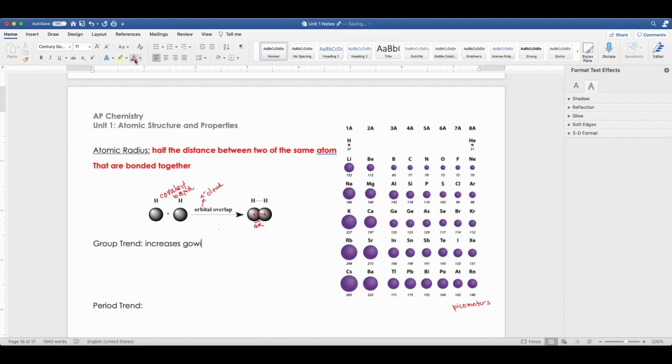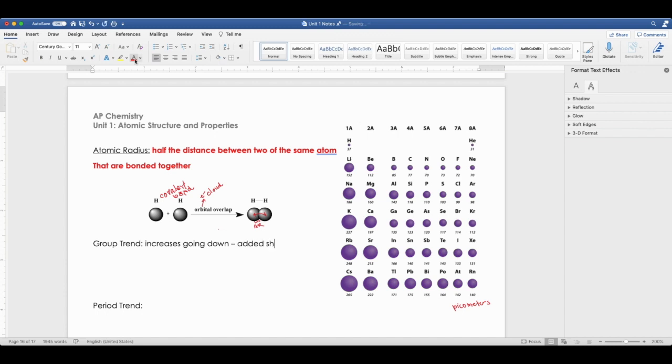Going down. And the reason why is because as I'm going down a group, I'm adding energy shells, right? Hydrogen has one shell around it. Lithium has two shells. Sodium has three shells around it. So once I'm adding those shells, I'm adding more electron clouds. So of course, those atoms are getting larger.